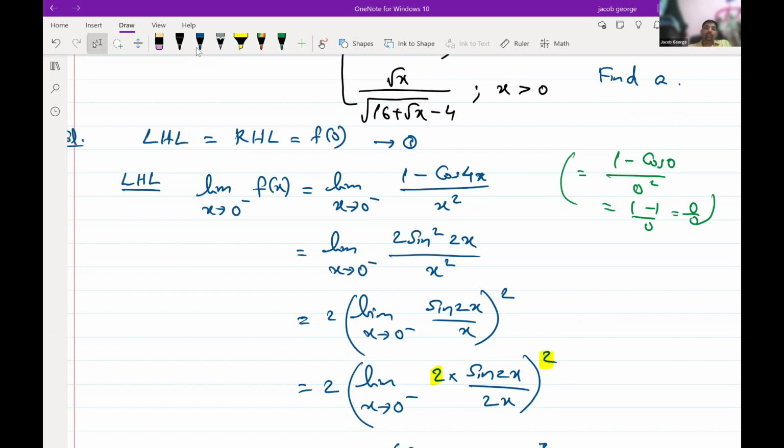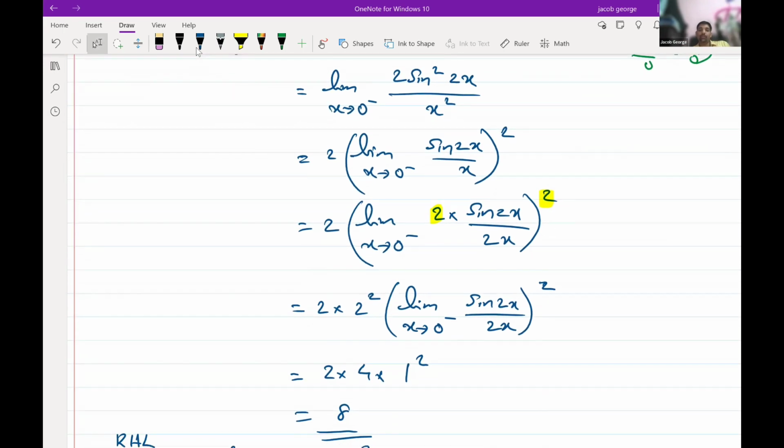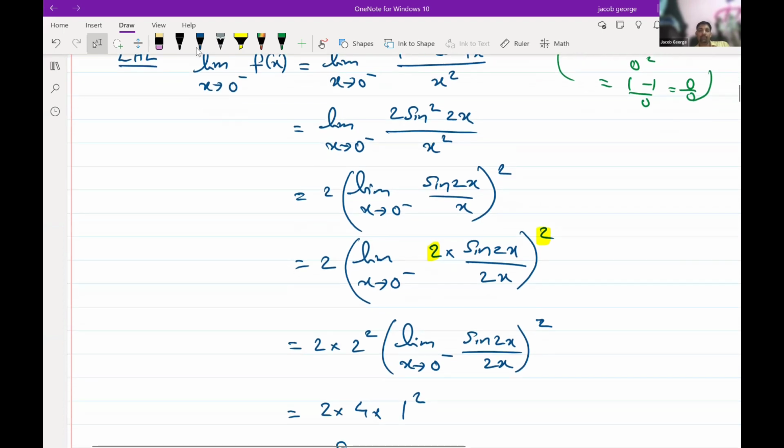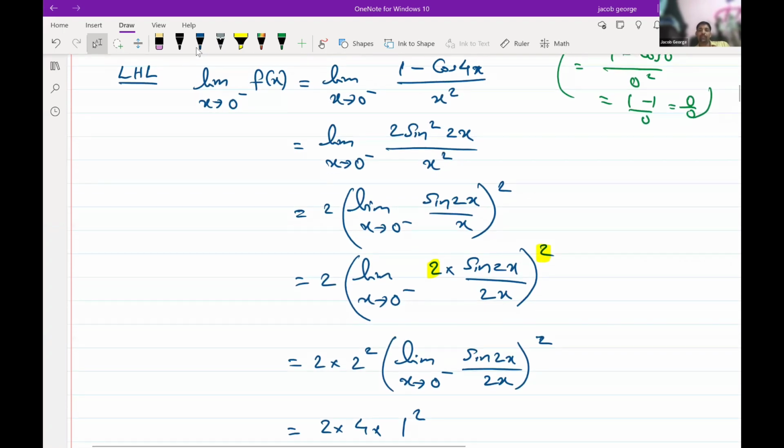So to get that one, we multiplied by 2 and divided by 2, sine 2x by 2x. So the 2 square is taken outside. The remaining limit is 1. So 2 into 4 into 1 square, it is 8. Is that clear, that left-hand limit? 1 minus cos 4x is 2 sine square 2x.